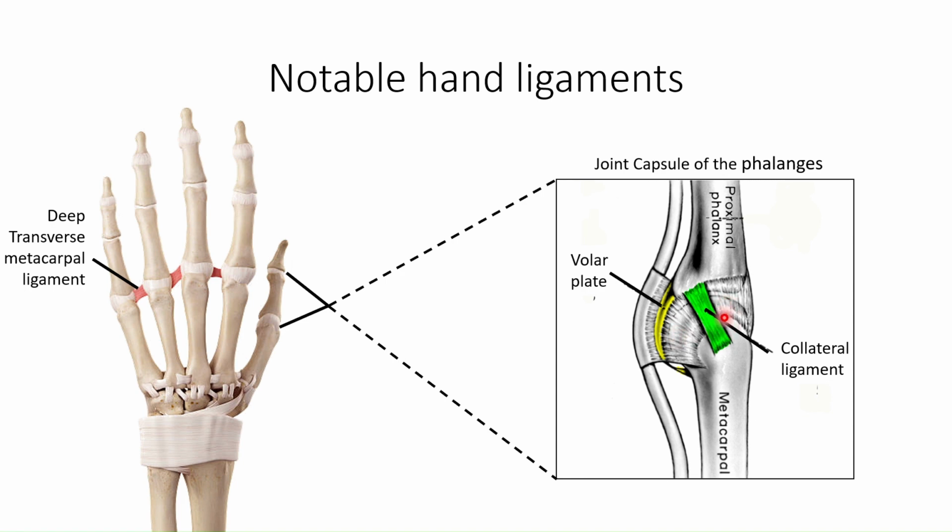Lastly, the collateral ligaments, located on the medial and lateral sides of the joint capsules, provide medial and lateral support throughout the metacarpophalangeal and interphalangeal movements of each digit. They run distal and anterior to attach to a corresponding phalanx.